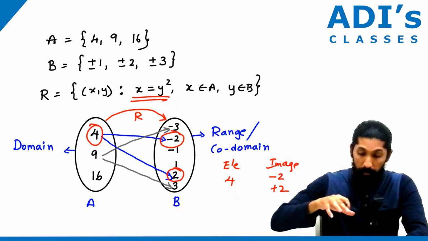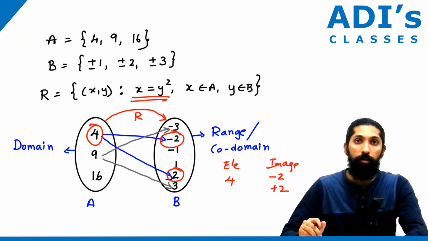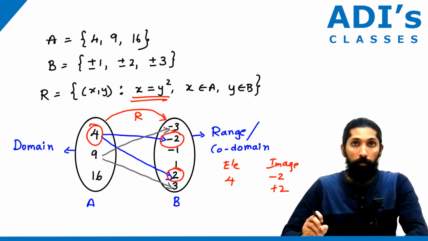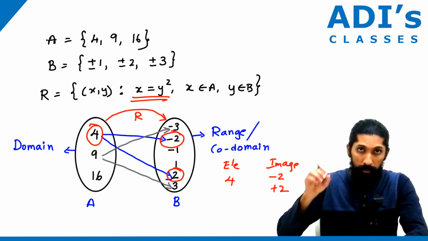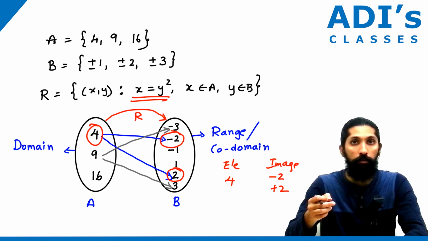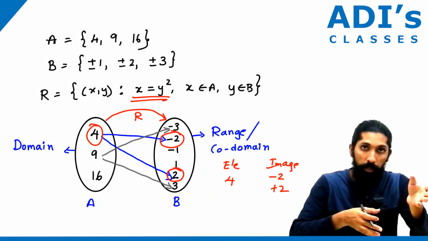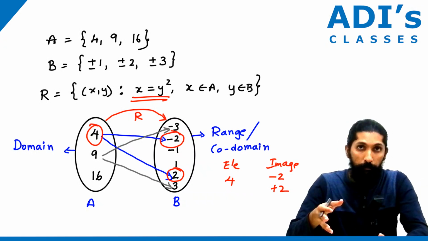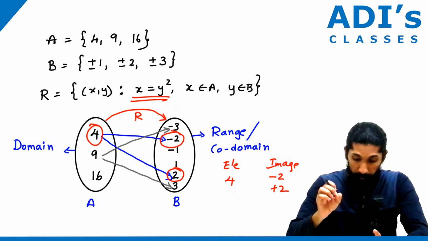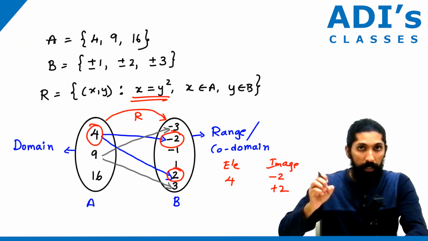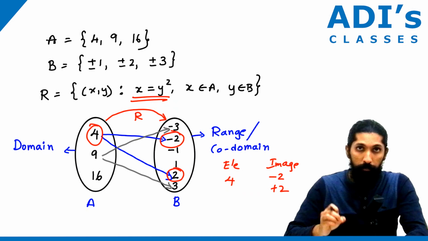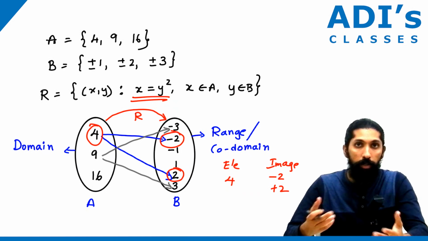Now here this is the visual representation, correct? What if I give you the problem in the set builder form? Even then you will be able to figure out which is the element and which is the image, which is the domain, which is the range, everything. So we'll take the same example and I'll explain with the help of the set builder form how you can notice it.